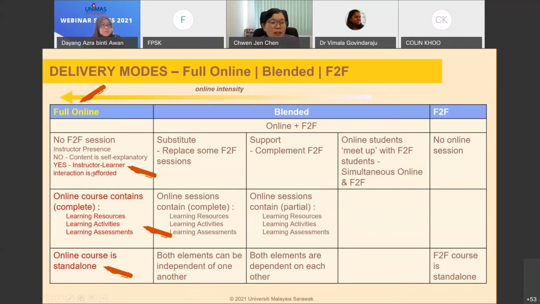Now, of course, when you talk about full online, you are expected to have learning resources, learning activities, and also learning assessment. It would not be sufficient if you only have learning resources and you don't have your activities. Assessment-wise, I believe you have your assignments and that could be part of the assessment itself. But the learning activities have to be there to qualify as full online learning. And online courses are standalone when we talk about full online.